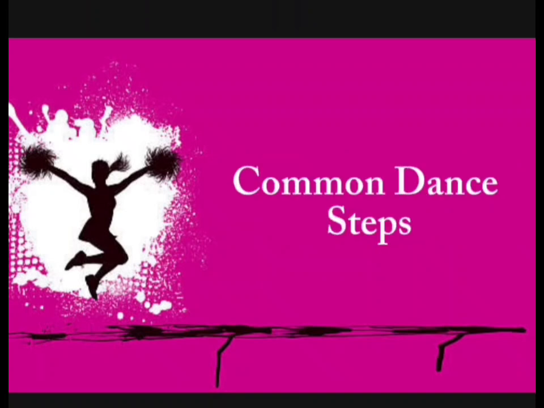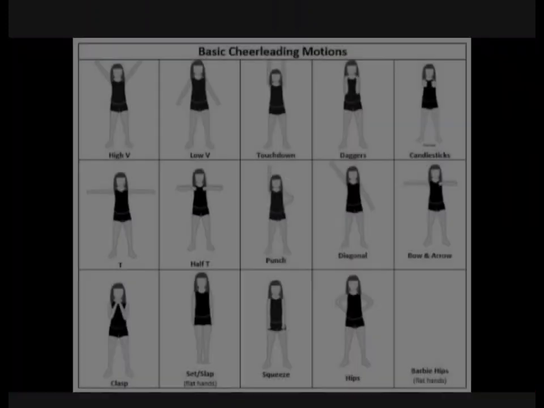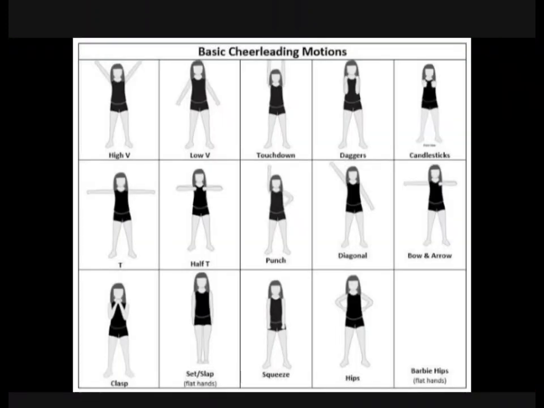Alright, now let's proceed to common dance steps. Okay class, these are the basic cheerleading motions. First, set or clap: feet together, hands down by the sides in blades. For the hips: feet more than shoulder width apart and hands on the hips. For the clasp: hands clasped at the chin, elbows in. For clap: hands in blades at the chin, elbows in.